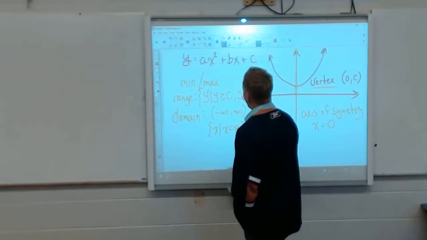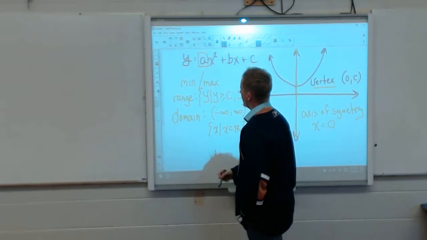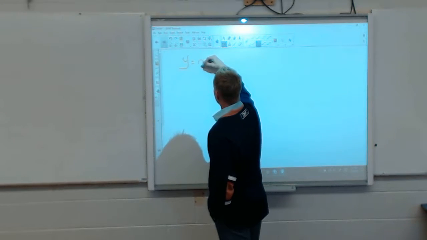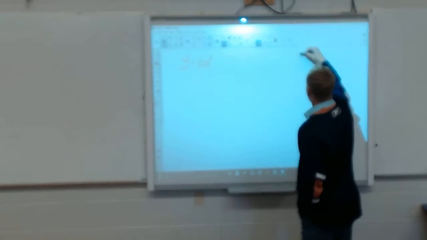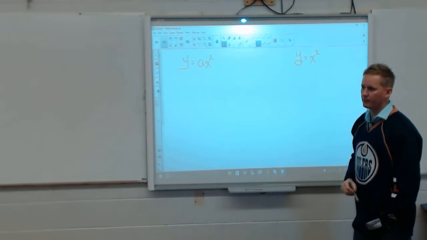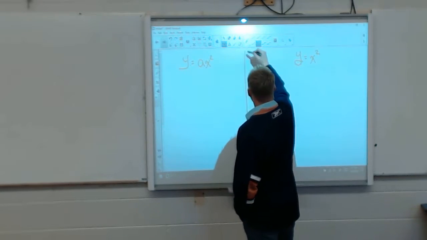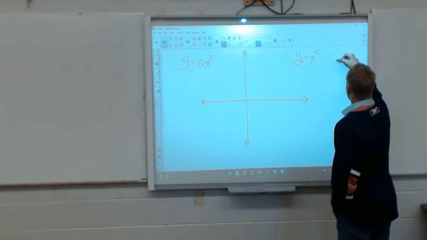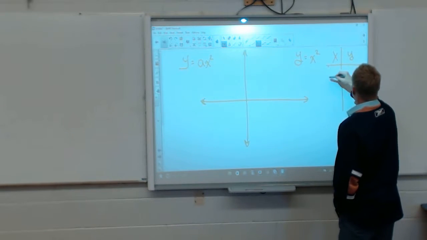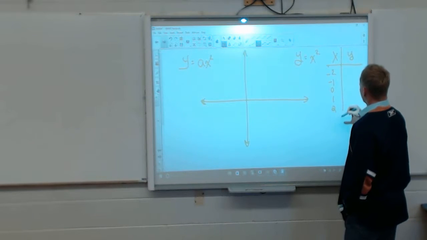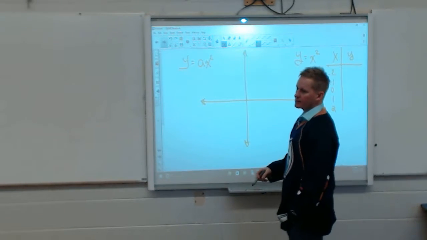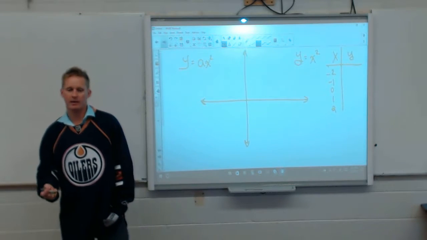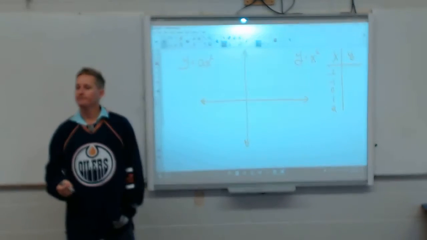All right, now, a. What is the significance of a on the graph? Here's what I'm going to do to talk about a. I'm going to look at y equals x squared, and I'll look at a table of values for y equals x squared. If x is minus 2, what does y equal? By putting it in the equation, what does y equal? 4.